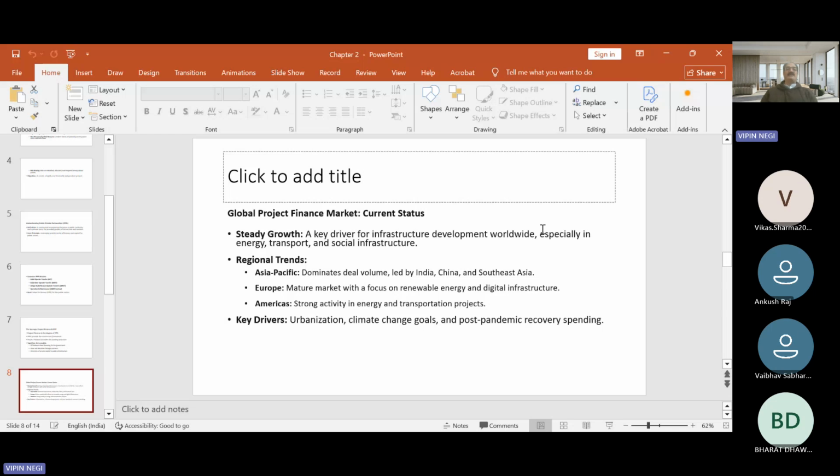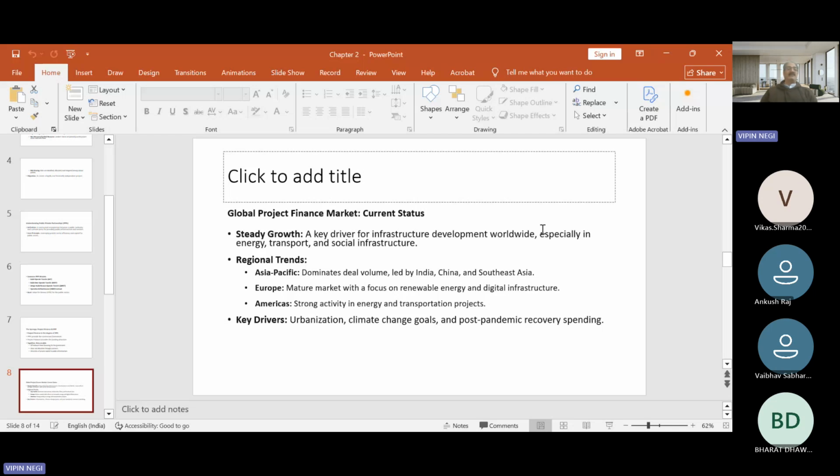Then what are the regional trends? The Asia Pacific region dominates in volume, led by India and China. India is one of the major players in project finance. Europe is also an area where a mature market prevails, with a focus on renewable energy and digital infrastructure. As far as the American continent is concerned, there is strong activity in energy and transportation projects.